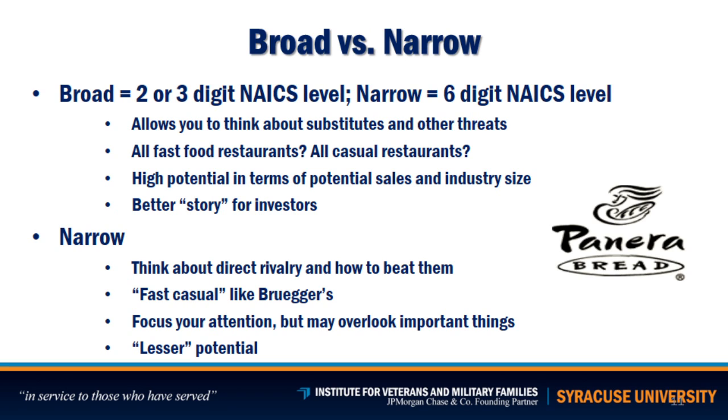However, if you go narrow, which means you use the 6 digit NAICS level, you are really going to think about who your direct competitors are, and this will provide you with insights to come up with a strategic plan for how to beat your competitors or compete with them. For Panera Bread, you'll be able to identify that companies like burger chains are competing in the fast food or casual restaurant industry. Looking at the narrow level also helps you focus your attention on who your direct competitors really are, but it might also make you overlook some important things.